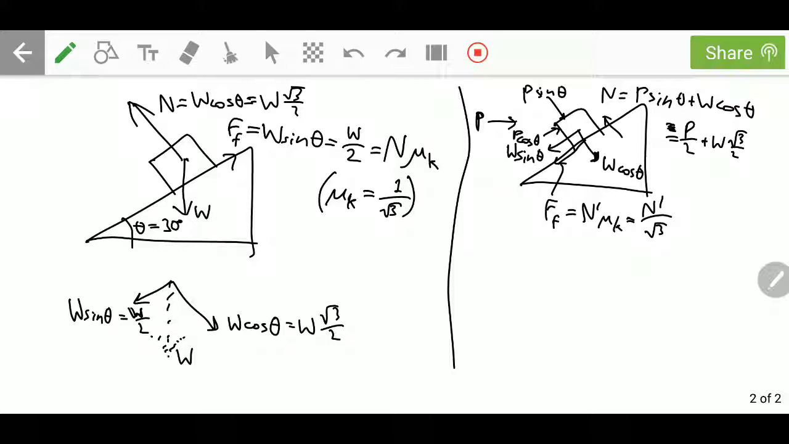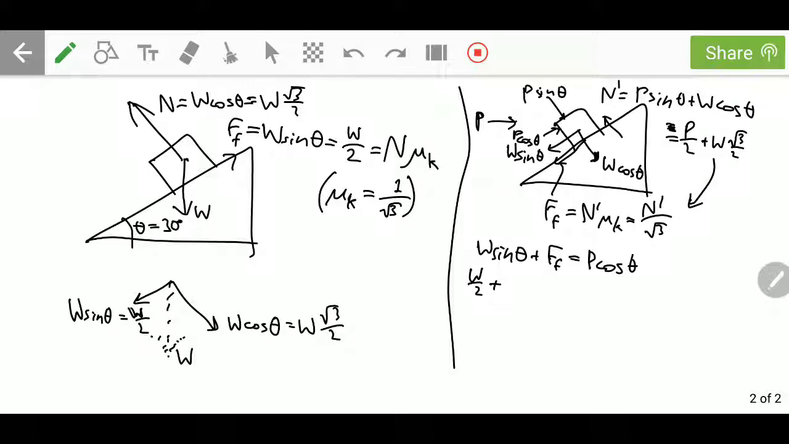And so now, we can write everything out. What we will get is that the forces parallel to the incline need to be balanced. So we will have W sine theta plus the frictional force must equal P times cosine theta, which is the force pushing the block up the ramp. So we get this. And let me just write cosine theta first. And now we can plug everything in, W over 2, plus the frictional force, which is N prime over root 3. And we wrote N prime over here.